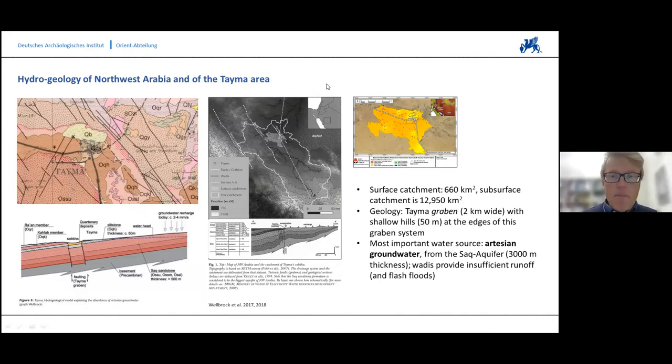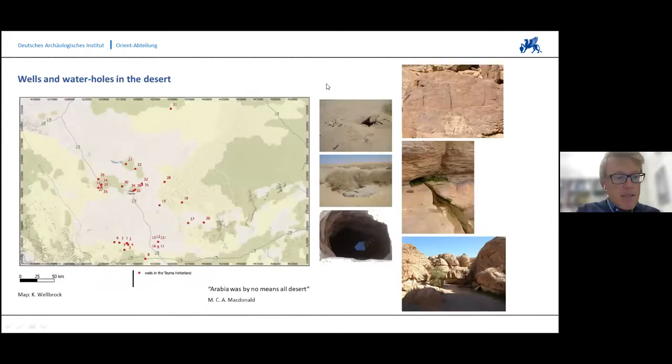So as Michael Macdonald said, Arabia was by no means all desert. And this is very important if you then try to reach out into the surroundings of Tema. And what has been mapped here by Kai Wellbrock is an unsystematic survey of waterholes and wells in the region up to 120 kilometers away from Tema. Certainly not so much, but still in the Nafud.